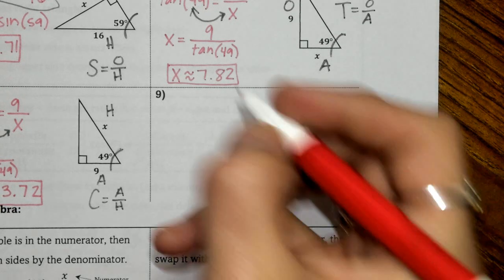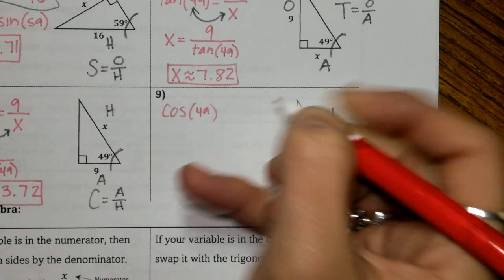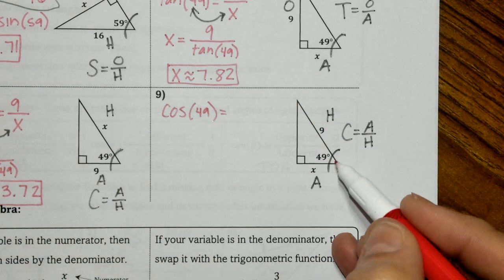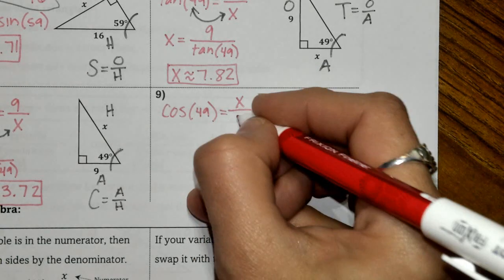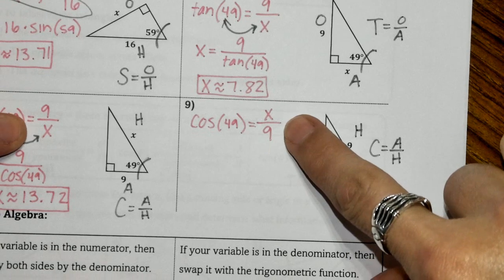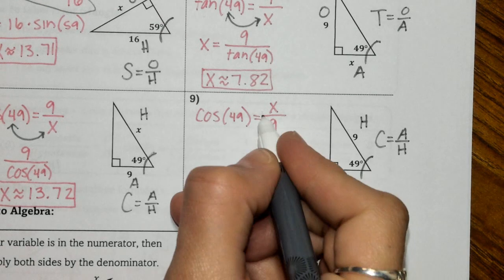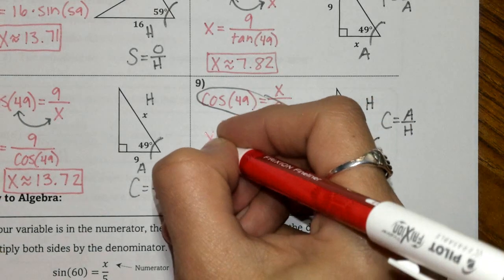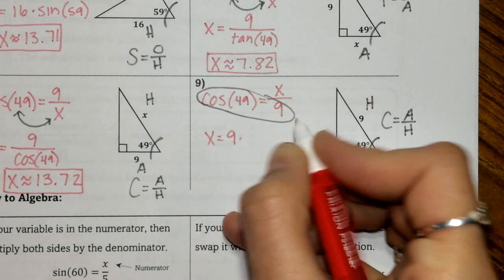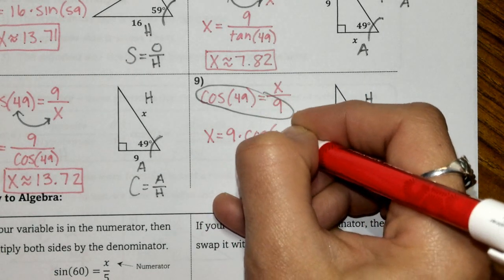So using cosine, we're going to have cosine of 49 is now going to be equal to adjacent x over the hypotenuse 9. So we've got reciprocals here. We had 9 over x, now we have x over 9. They switch places. So with the x in the numerator, we're just going to multiply these guys out. Okay? So we'd have x equals, again, I suggest putting the whole number first, and then 9 times the cosine of 49.